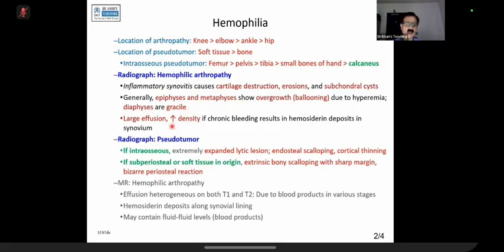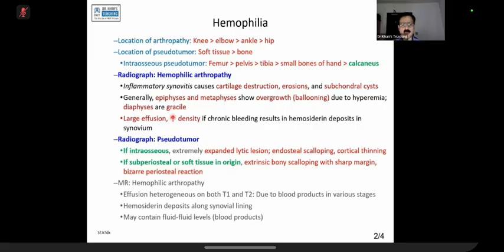On the other hand, when there is intraosseous bleeds, it will produce an expanded lytic lesion, and there will be endosteal scalloping. So where is this lesion? It is in the medullary cavity. There can be endosteal scalloping and cortical thinning. If it is in subperiosteal soft tissue, it will cause extrinsic bony scalloping, or should we use the word, periosteal bony scalloping? And it will give you a bizarre type of appearance.